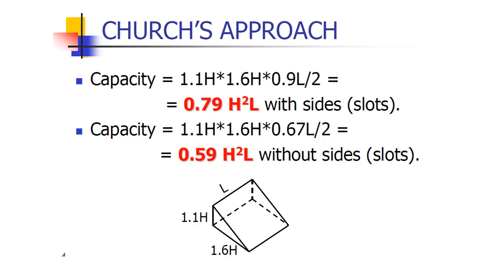Church approach is very similar. However, the difference here is the assumption of the height and the slope. So here it's 1.1 to 1.6, the ratio between the height and the horizontal distance up in front of the blade. In such a case, if you do the calculation, you will find the capacity to be 0.79 H squared L if you are including your side slots, if they are confined, if you are having a U blade. However, in case of an S blade without side slots, you will be losing a portion of this number, so you'll have 0.59 H squared L.